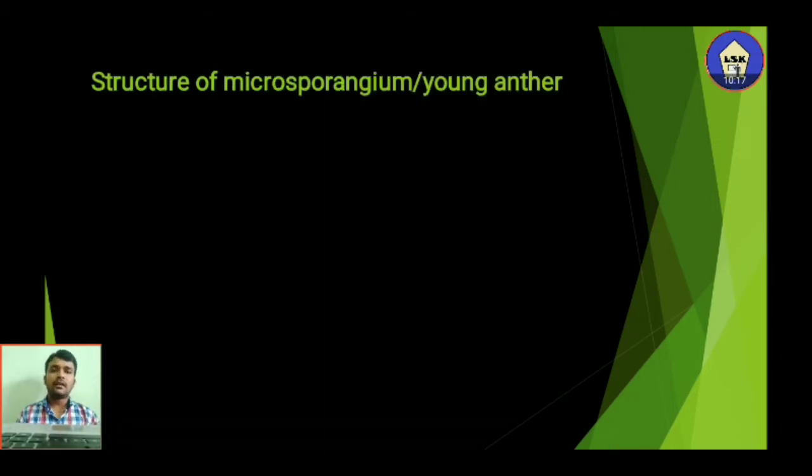Now let us study the structure of the microsporangium or the young anther. Sporangium means a spore producing sac-like structure. Microsporangium means the structure that produces microspores. The microsporangium is also called the young anther. There is a difference between the young anther and the matured anther. The young anther consists of sporogenous tissue, but the matured anther consists of pollen grains or microspore tetrads. That is a major difference between the young anther and the matured anther.